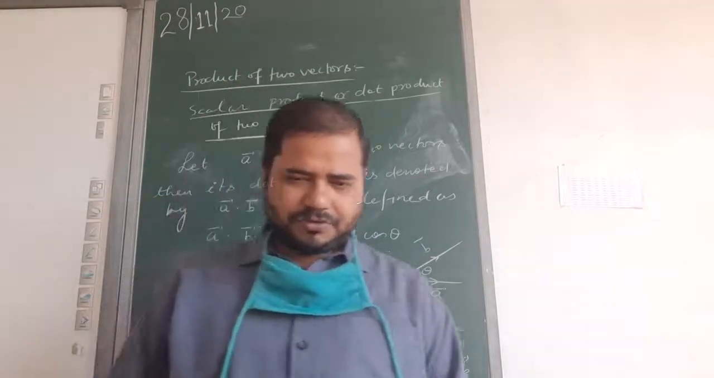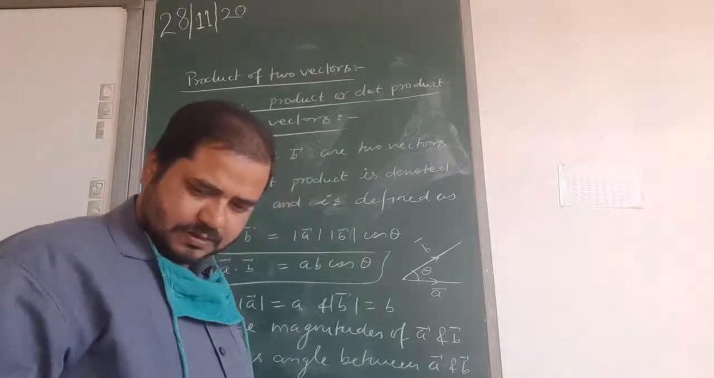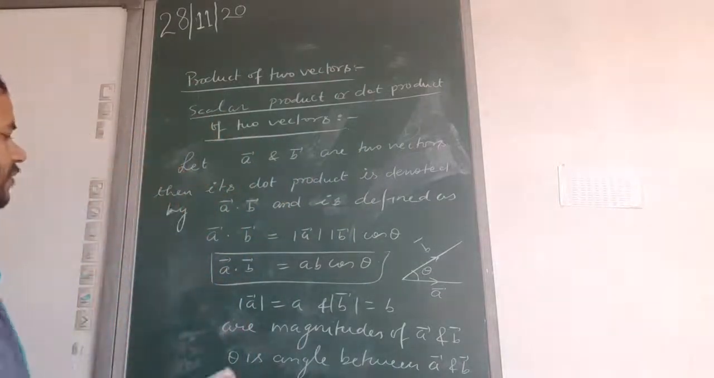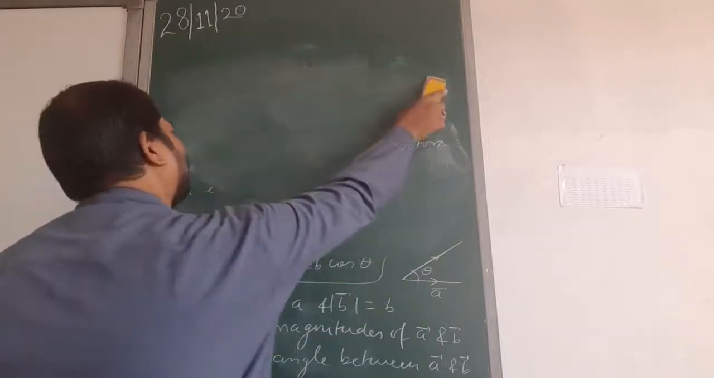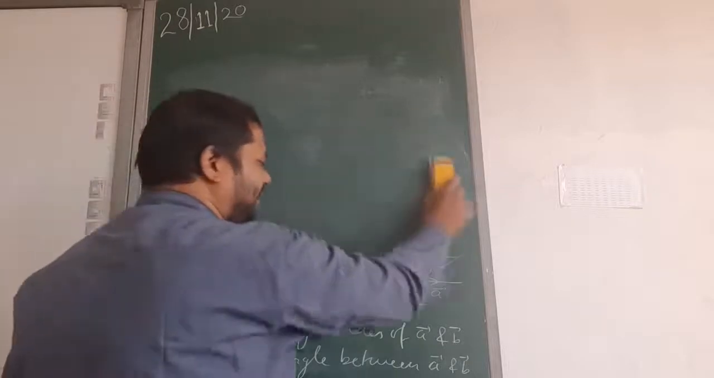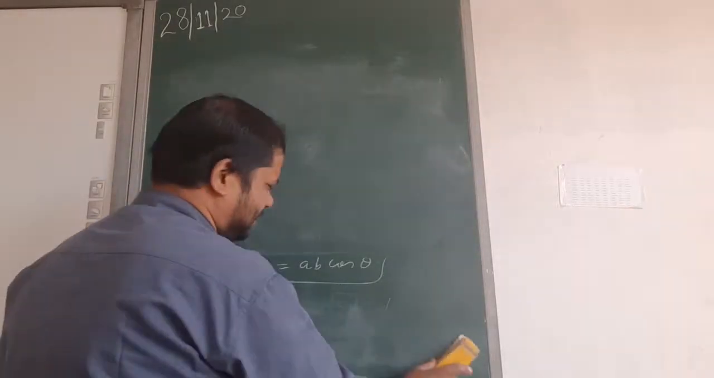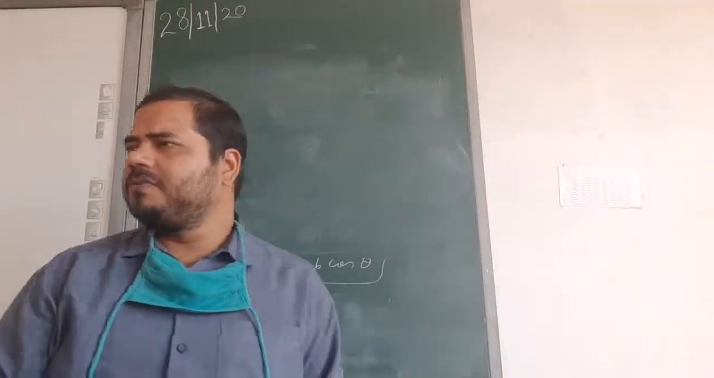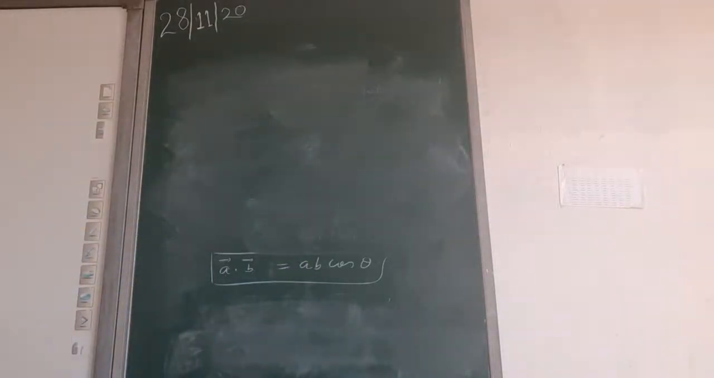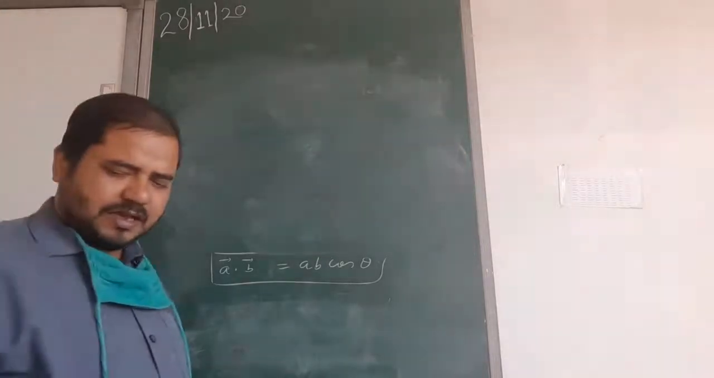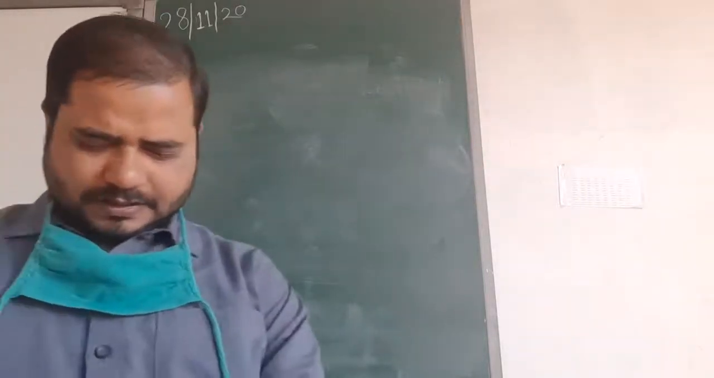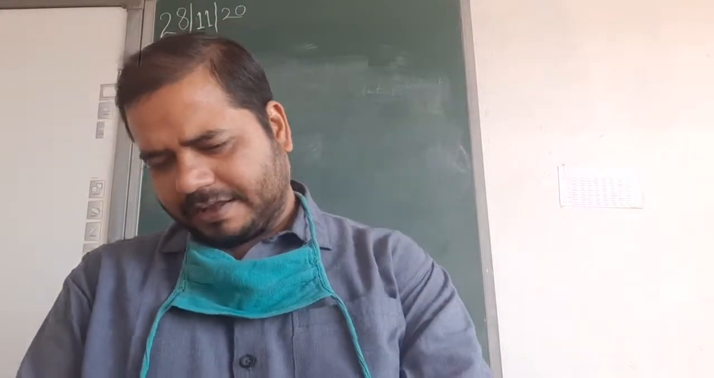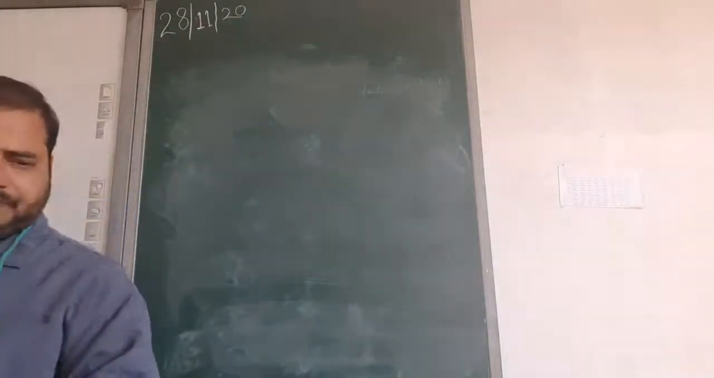So some remarks you have to note down. Remarks. First of all, because A dot B is equal to AB cos theta, if in these two vectors either A is 0 or B is 0, if any one of the vector is 0, then this dot product is not defined, because if either one is 0, the angle between them will not be formed. So dot product is not defined. So either A is 0 or B is 0, that means A dot B is not defined. Okay. Now see, A dot B is equal to mod of A mod of B cos theta.